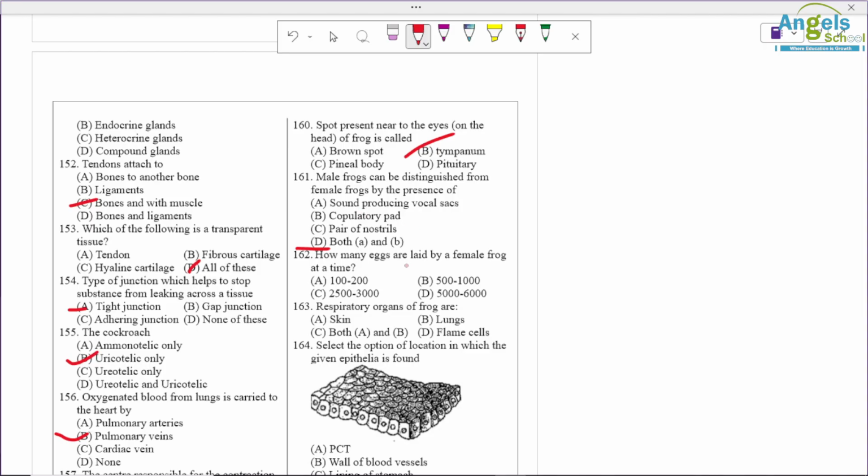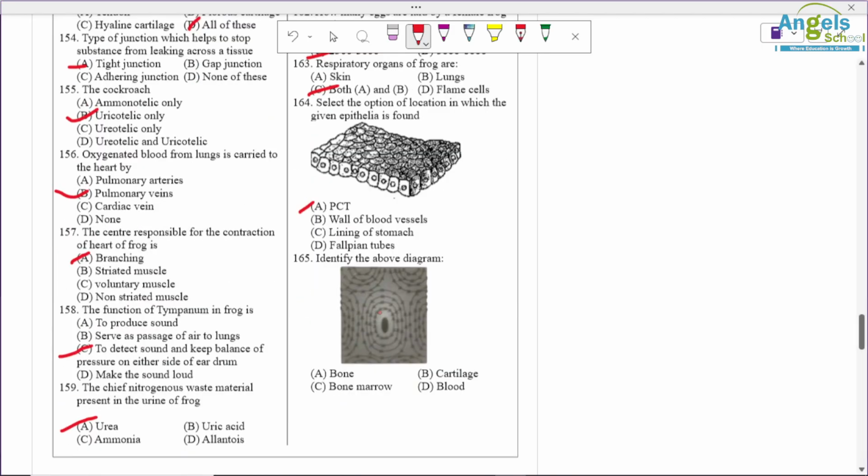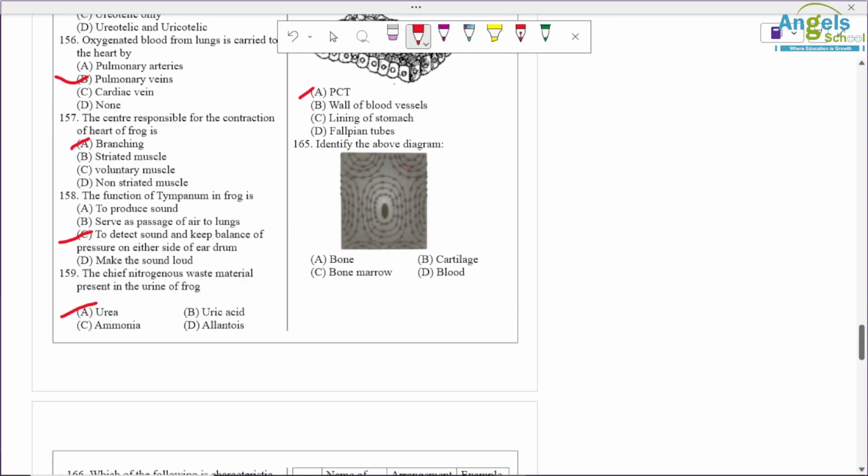How many eggs are laid by a female frog at a time? A female frog can lay 2500 to 3000 eggs at a time. Respiratory organs of frog are skin and lung, so both A and B is the correct option. Select the option of location in which the given epithelium is found. The diagram is of cuboidal epithelium and it is present in the PCT only. Identify the diagram: it is a diagram of bone.